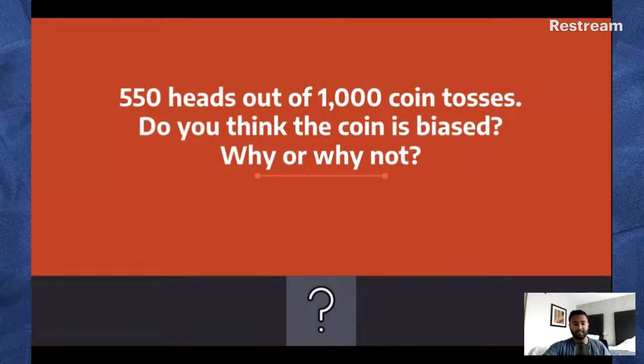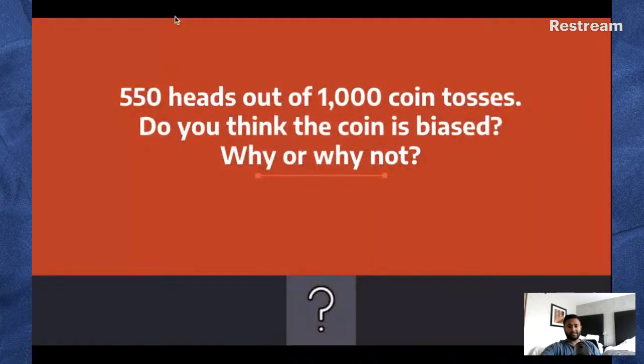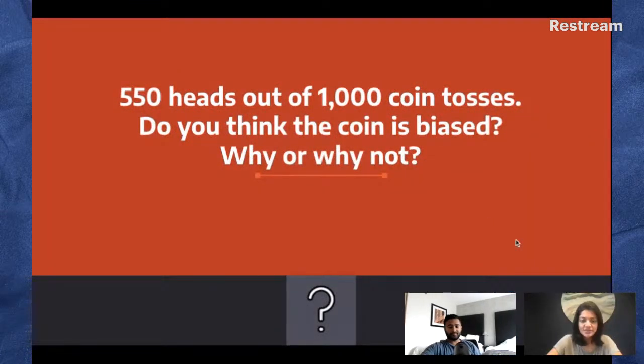Let's just take a second to think about this. Is the coin biased? What are we thinking? It's 550 heads out of 1,000 coin tosses. I don't know, it could go either way. Aish, what do you think? Do you think the coin's biased? Wait, let me come back to the screen.